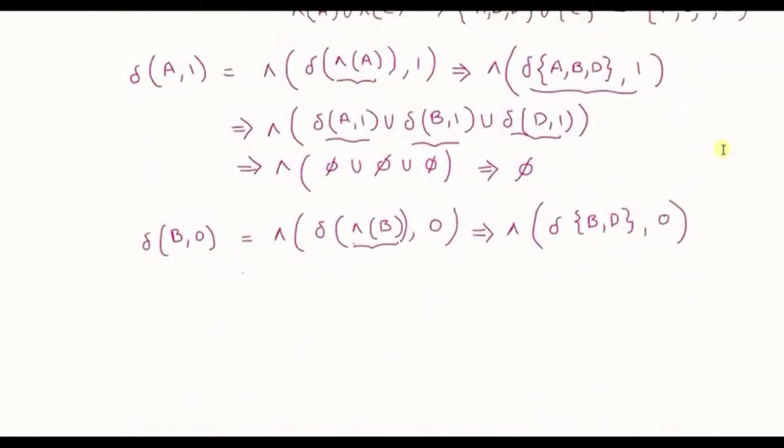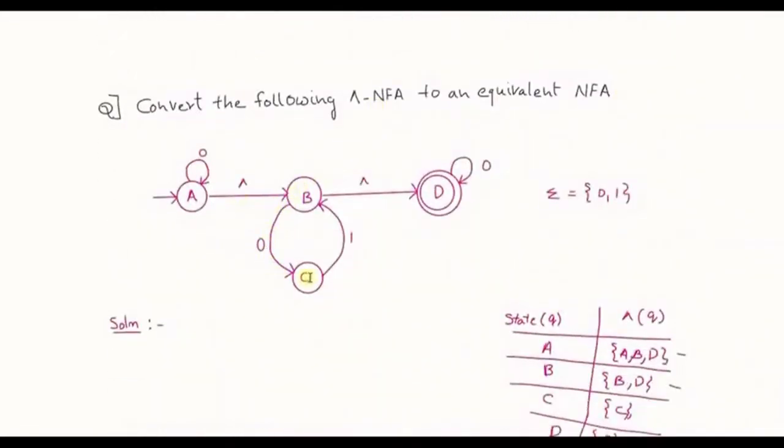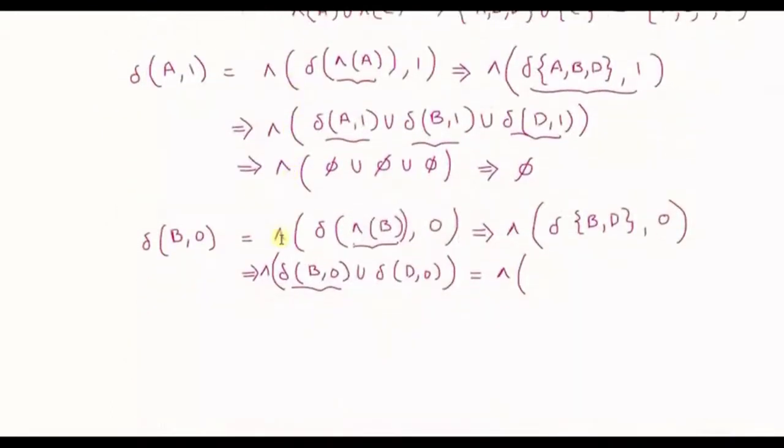This can be further written as delta of B on 0 union delta of D on 0, and please do not forget the epsilon closure outside of this whole thing. So this can be written as epsilon closure of, now find out the transition of B on 0. From B on 0 you can go to C. So the answer of this first part here is C, union.